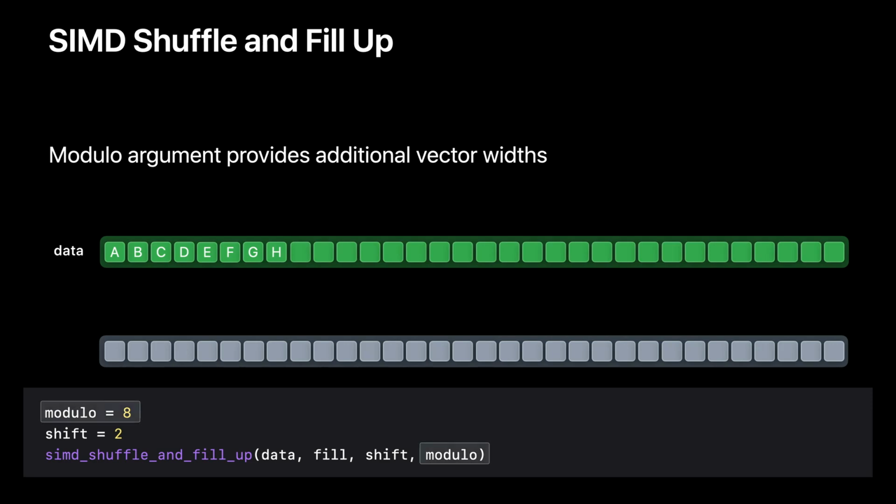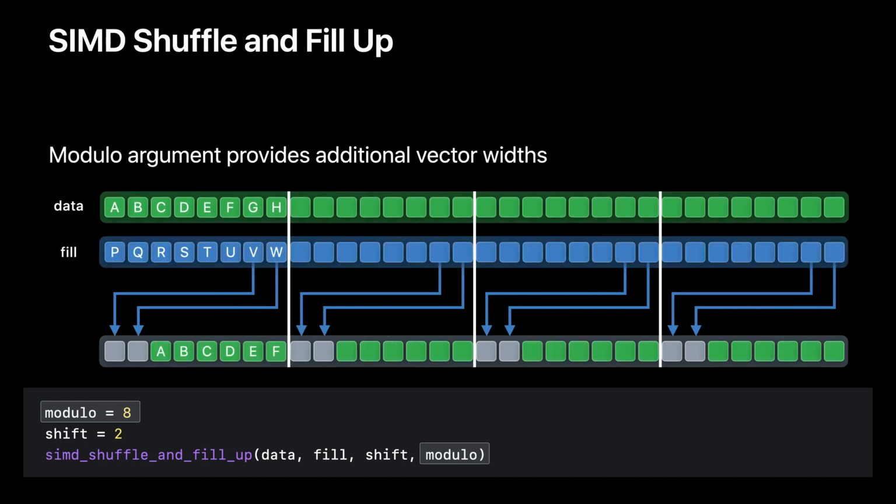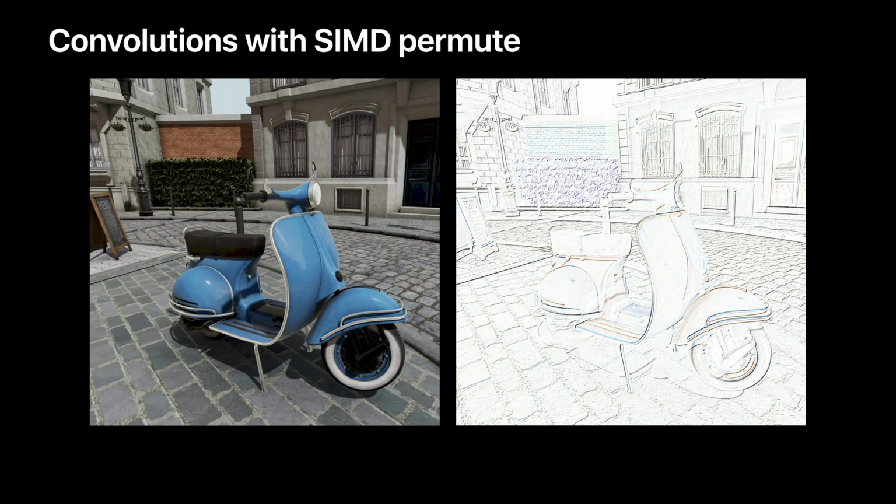The new SIMD and quad shuffle and fill instructions also have an optional modulo argument. This allows for user-specified vector widths. For a modulo of 8, the SIMD group is effectively split into 4 vectors. The data buffer values are first shuffled up 2 indices, and the fill data is shuffled into each set of 8 threads. Let's use these new instructions in an example, where the kernel used for our edge detection of our modern rendering image can be optimized using SIMD shuffle and fill.